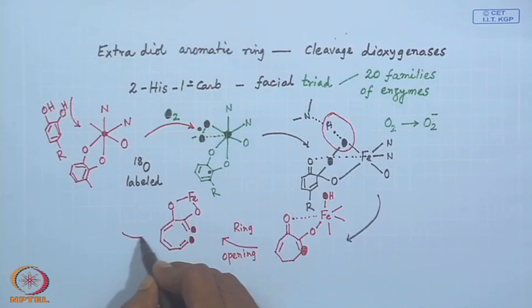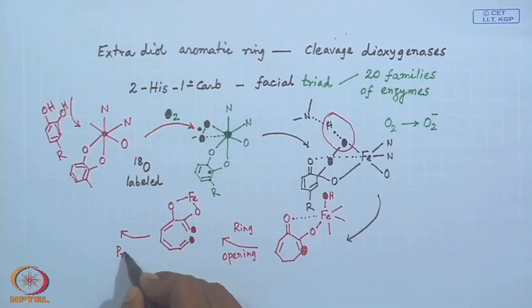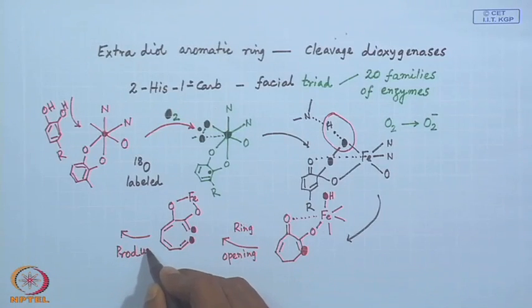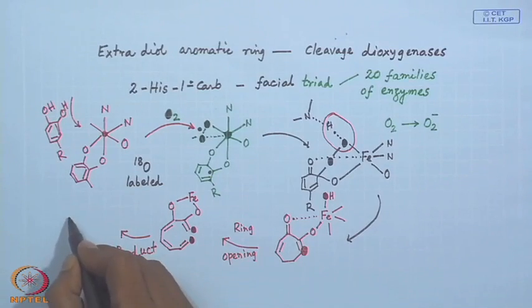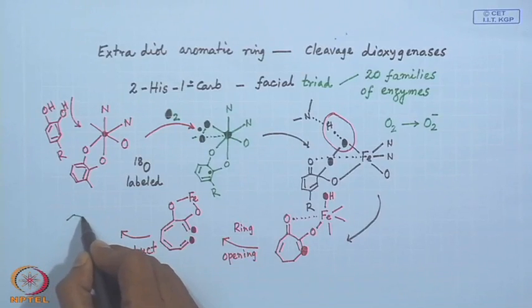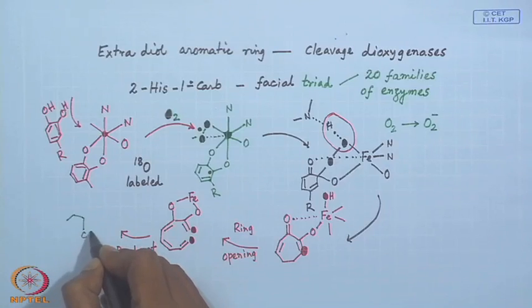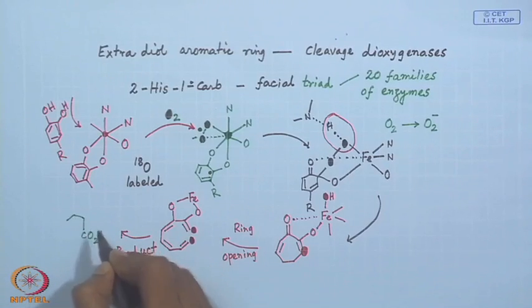And lastly, at the final step, our product is released from iron coordination, and thus we get the extradiol cleaved product, which is CO2H.